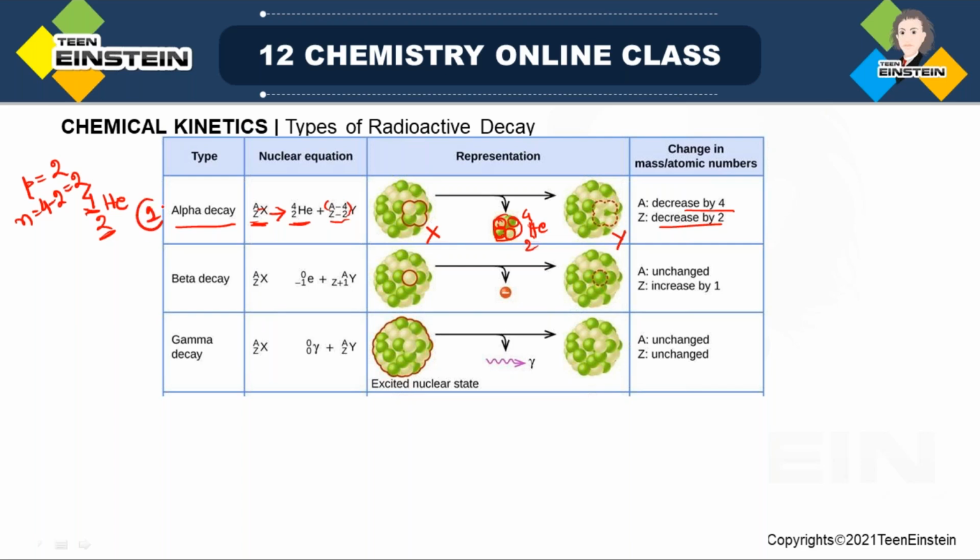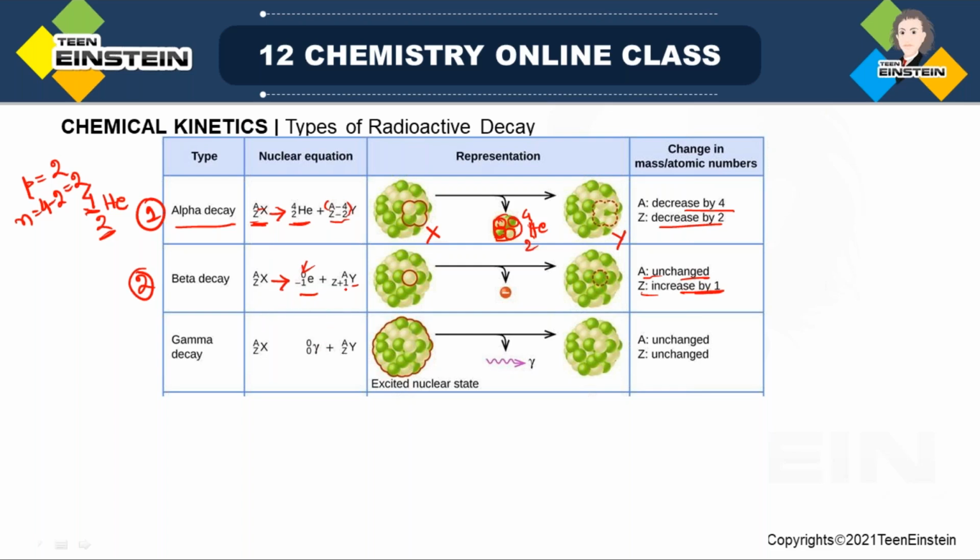Next process is number 3, beta decay. Now beta decay is nothing but removal of electron. So when we are removing one electron, we know that mass of electron we generally ignore because the value is very small. So that is why here mass of e is 0, but charge is -1. So when -1 is removed, basically the atomic number of Y will now be Z plus 1. So here Z will increase by 1, but A will remain unchanged.